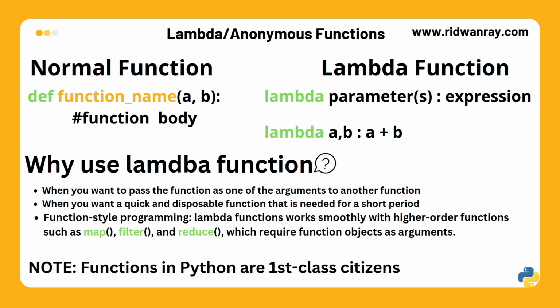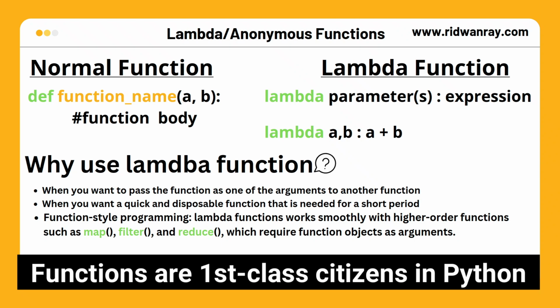But why would you want to use a lambda function? You use it when you want to pass a function as an argument to another function. You also use it when you need a disposable function to be used for a short period. All of these possibilities exist because functions are first-class citizens in Python. We are going to explain what this means.